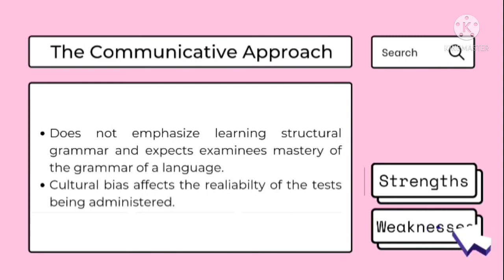Some weaknesses of the communicative approach are, unlike the structuralist approach, this approach does not emphasize learning structural grammar. Yet it may be difficult to achieve communicative competence without a considerable mastery of the grammar of a language. And also, it is possible for cultural bias to affect the reliability of the test.